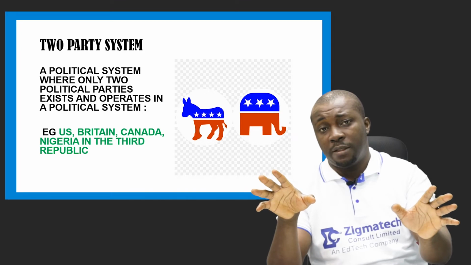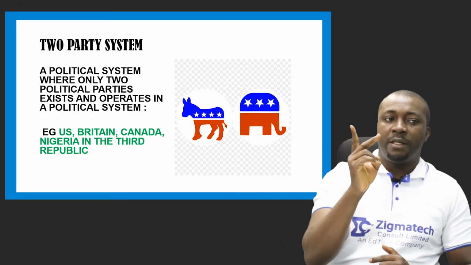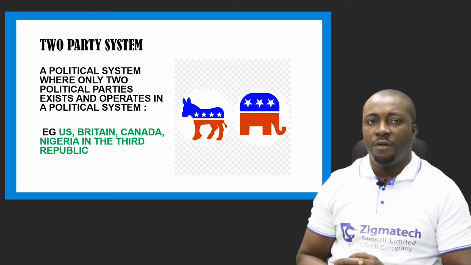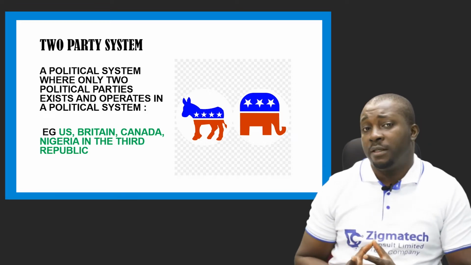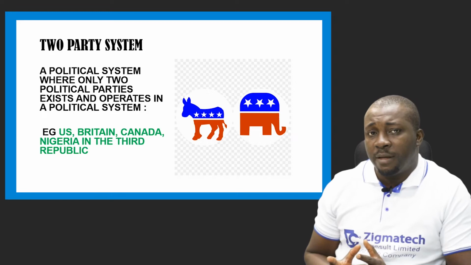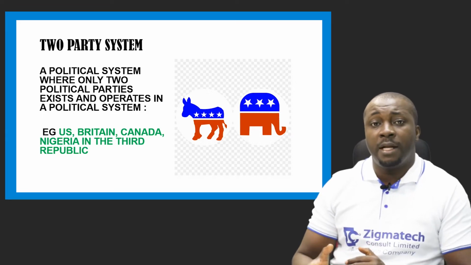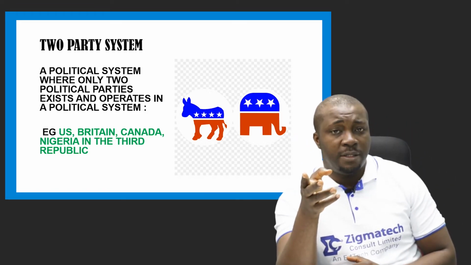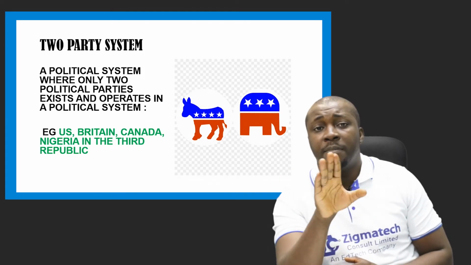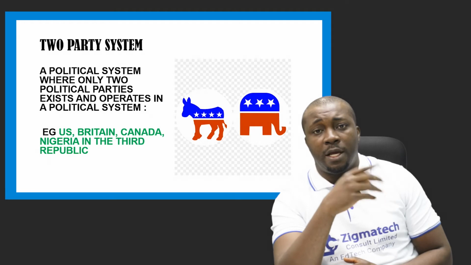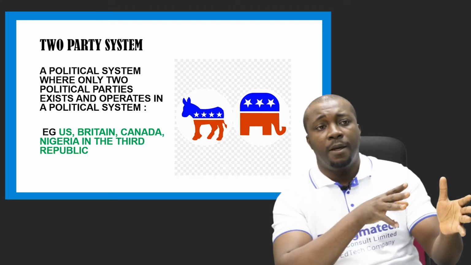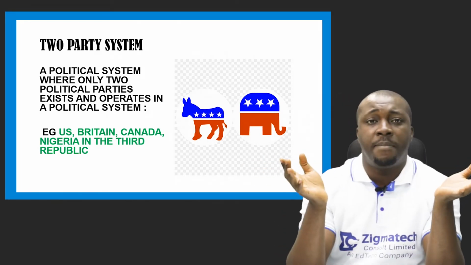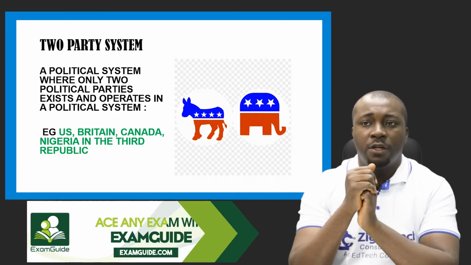You have different political parties, but only two parties dominate the political system. Example, if you go to United States, people recognize it as a two-party system, but it's a de facto two-party system because the Democrats and the Republicans are the dominant two parties. We have other parties like even the Green Party, but two dominate. In Britain, you'll see the Conservative and the Labour Party dominating the polity, but they are not the only parties that exist in such a state. So this is two-party.